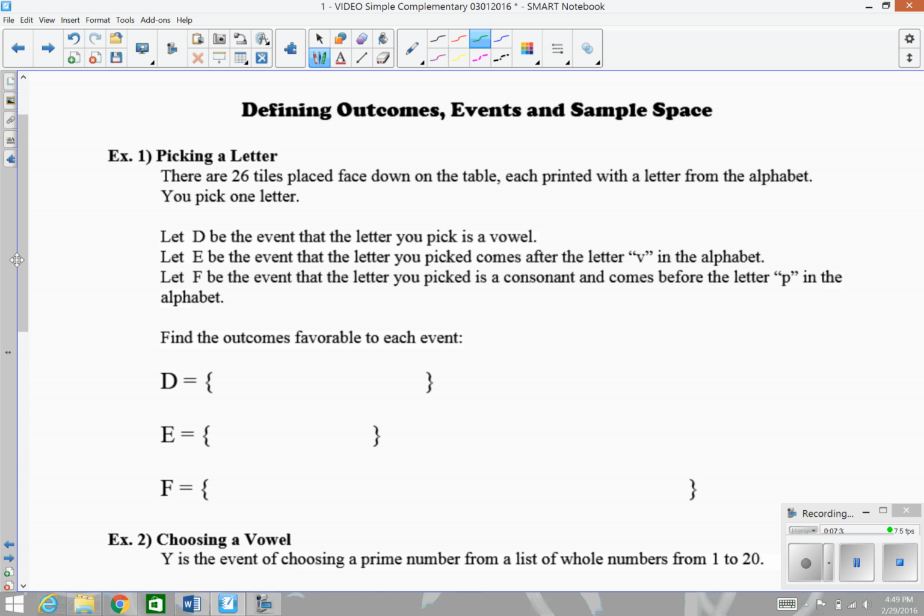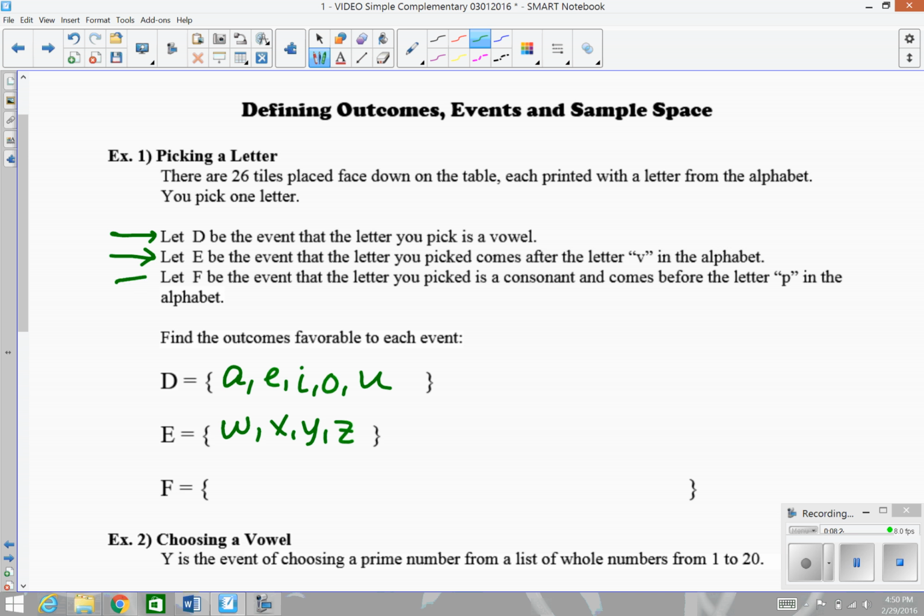Example 1 here says picking a letter. There are 25 tiles placed face down on the table, each printed with a letter from the alphabet. You pick one letter. Let D be the event that the letter you pick is a vowel. Down here, we're going to specifically separate event D from our big sample space. The possible vowels are A, E, I, O, and U. Now event E is the event that you pick a letter that comes after the letter V. So we have W, X, Y, and Z for that one.